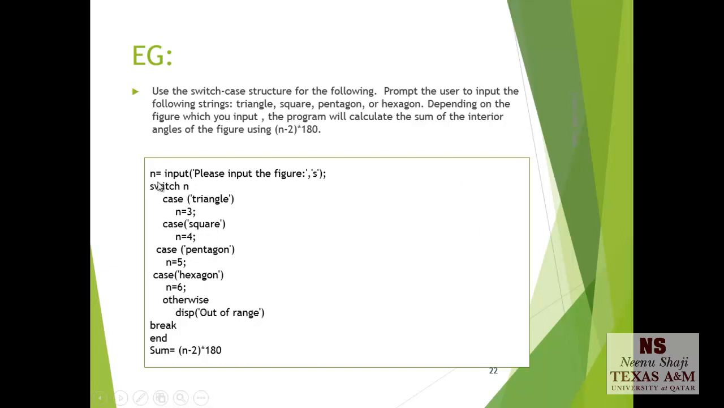Otherwise, that is if there is a typo or any other value is put in for n, you display out of range, and then you can use the break statement and finally calculate the sum using the formula (n minus 2) times 180. So if the person is putting the value for n as triangle, then there is a match between the switch expression and the case expression, and n will switch to 3, and it'll skip all these and calculate the value of the sum.